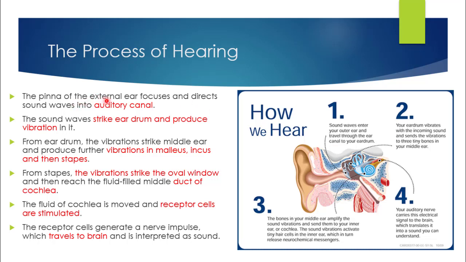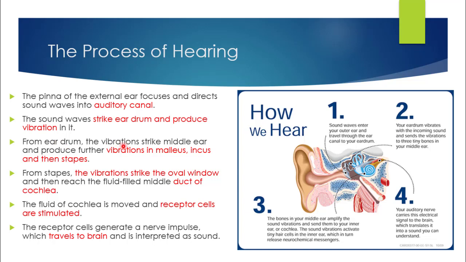The pinna of the external ear focuses and directs the sound waves into the auditory canal. This pinna is responsible for directing the sound waves from our surrounding into the auditory canal. And as the sound waves travel through this auditory canal, they reach the eardrum and produce vibration here. The sound waves strike the eardrum and produce vibration in it.